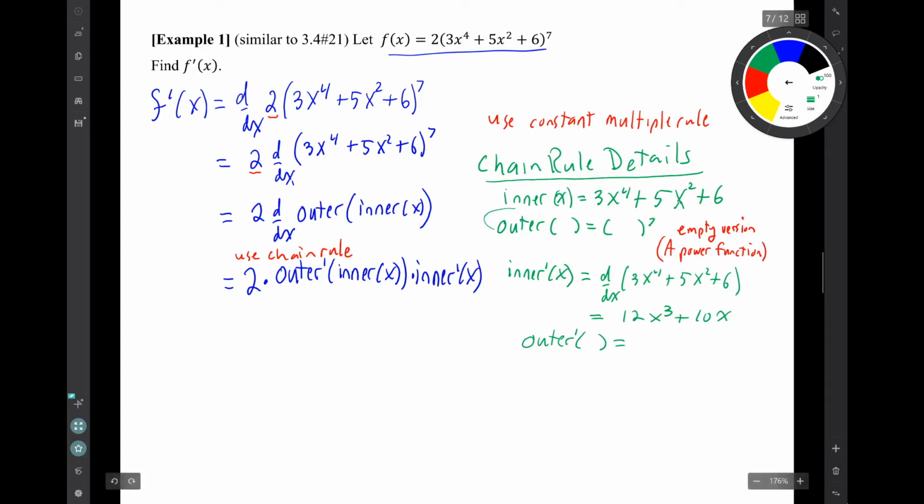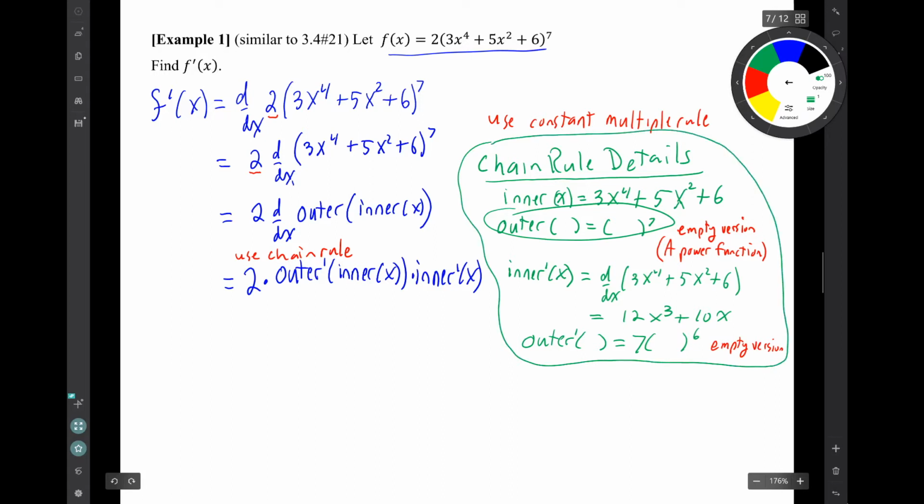The outer function is parentheses to the seventh. Well, how do you find the derivative of parentheses to the seventh? Well, the idea is just think about this if it had a variable. If the outer function was x to the seventh, its derivative would be 7x to the sixth. If the outer function was t to the seventh, then its derivative would be 7 times t to the sixth. Well, our outer function is parentheses to the seventh, so its derivative is 7 times parentheses to the sixth. So the derivative of the outer function is also an empty function.